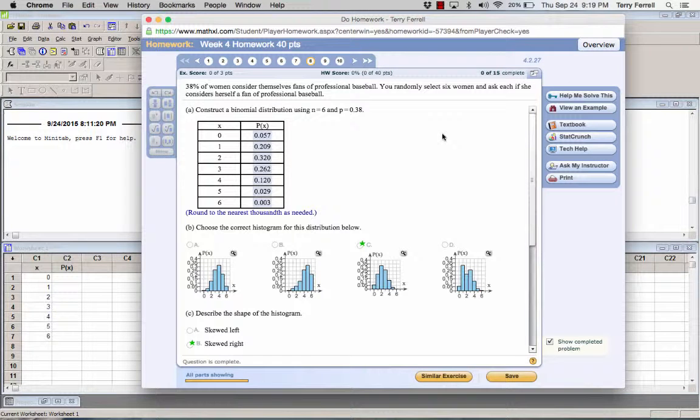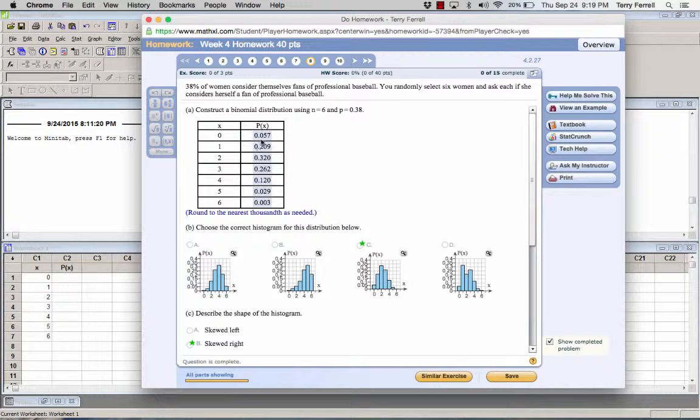Hello, here's an example of a binomial probability distribution problem. In this problem, we have 38% of women consider themselves fans of professional baseball. You randomly select 6 women and ask each if she considers herself a fan of professional baseball. Looks like they're surveying 6 women. The probability of success is 0.38.